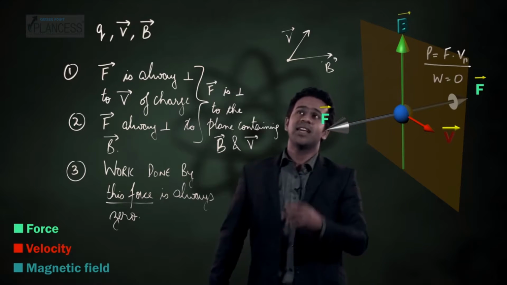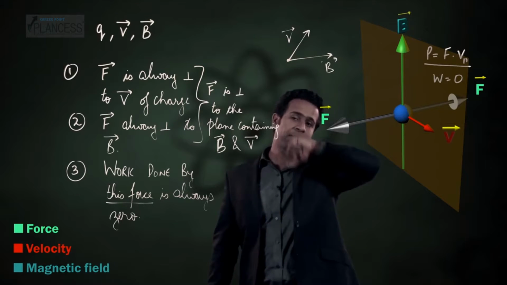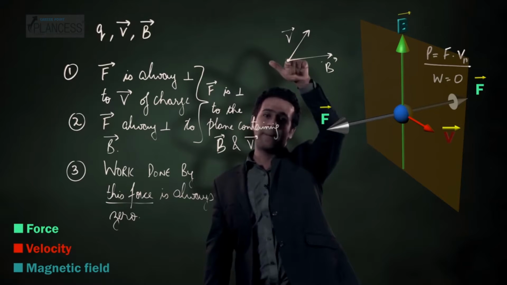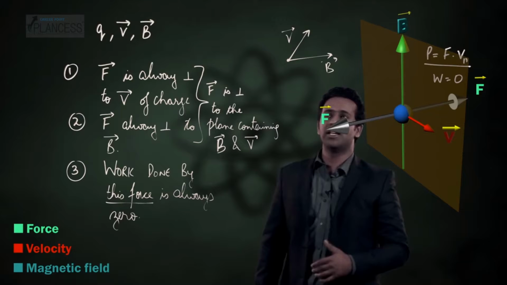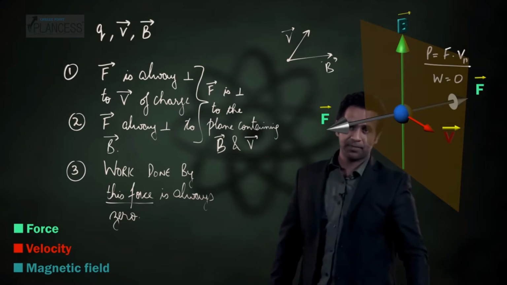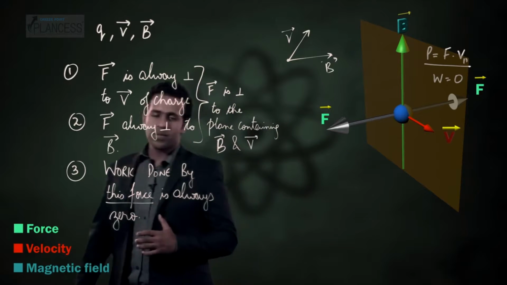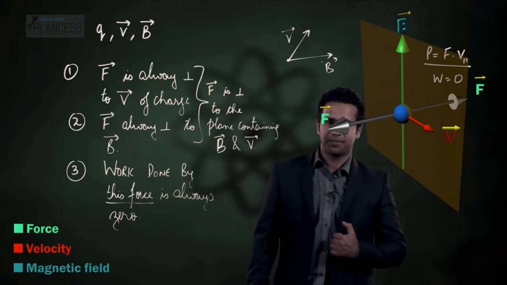Like in our case, since V and B are in the plane in which I am writing, the line which is perpendicular is the line which is perpendicular to the screen. And the two directions which are possible are either inward or outwards. Right? Okay. So now comes the way to determine the direction.